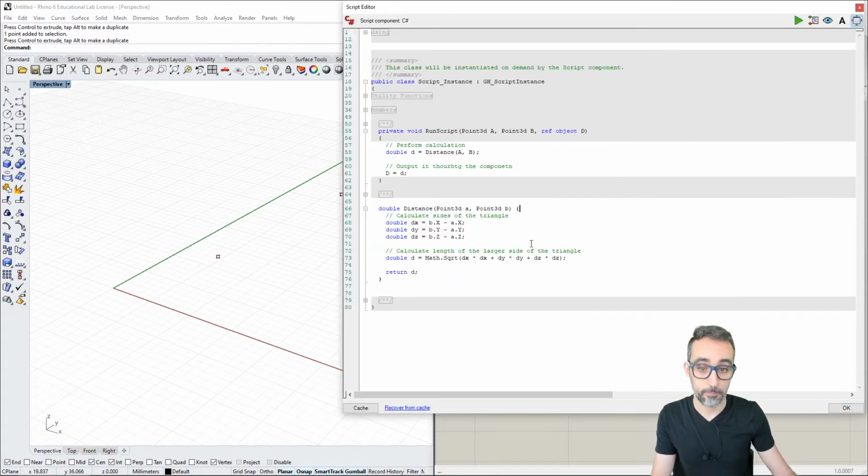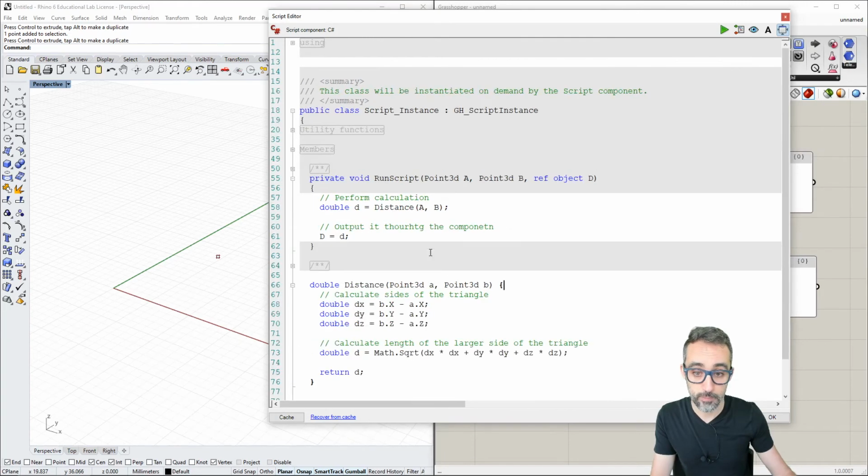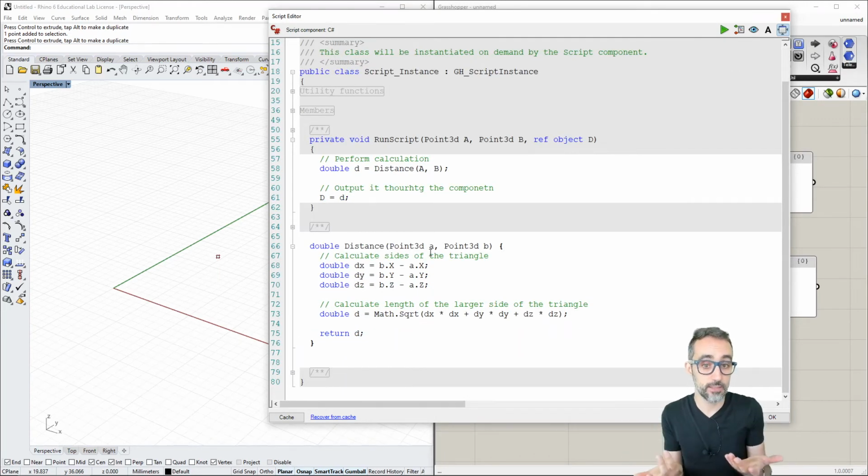So yep, this is how you implement calculating the distance between 2 points. It's very simple. All right.